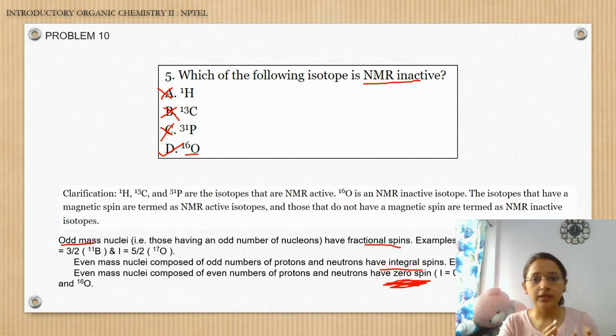Does anyone have any problem with this explanation? No, ma'am. Okay, so now you know why D is the correct option, not C. Yes, it's clear.